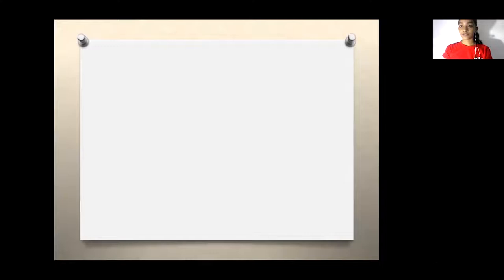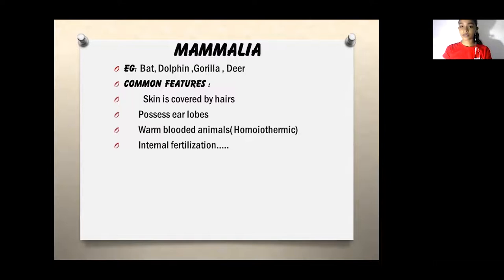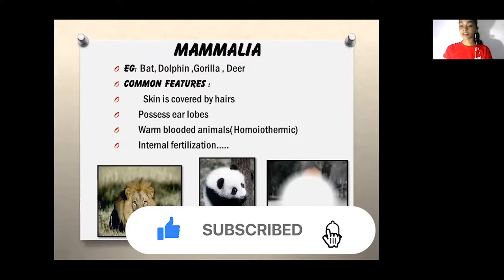And the fifth one is mammalia. Examples for mammalia: bat, dolphin, gorilla, and deer. Common features: skin is covered by hair, possess earlobes, warm-blooded animals, and internal fertilization.